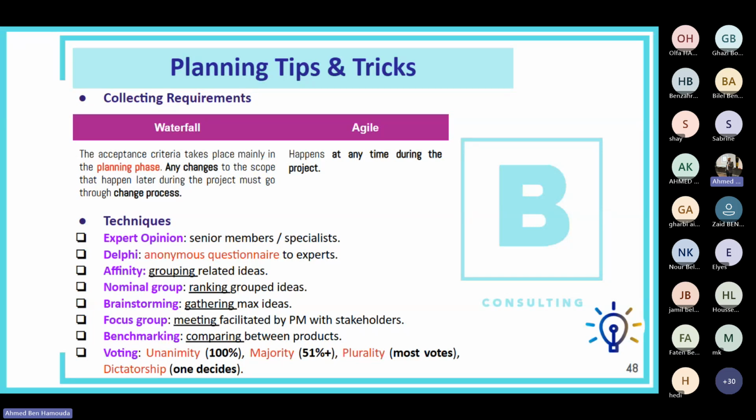Okay. Now, during the training, a lot of people learn the techniques for collecting requirements and the techniques for prioritization for the first time. They ask if they should memorize these techniques by heart. Yeah, I mean, you just need to understand the difference between these techniques, really.